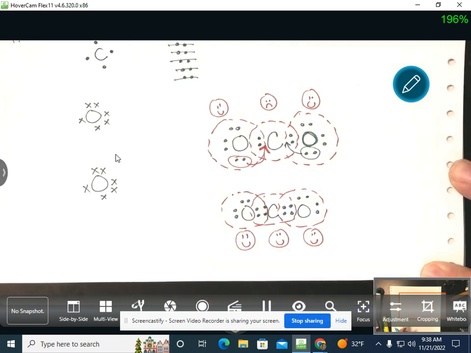You see that? Okay. This carbon dioxide is a linear molecule.